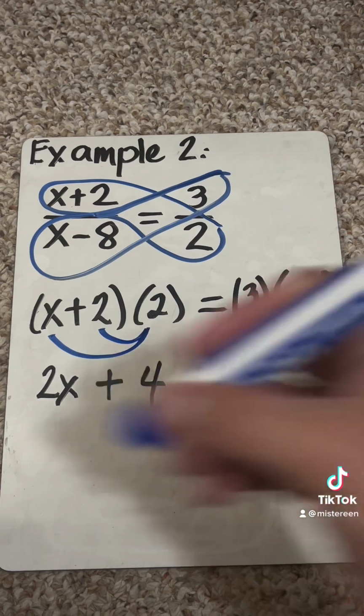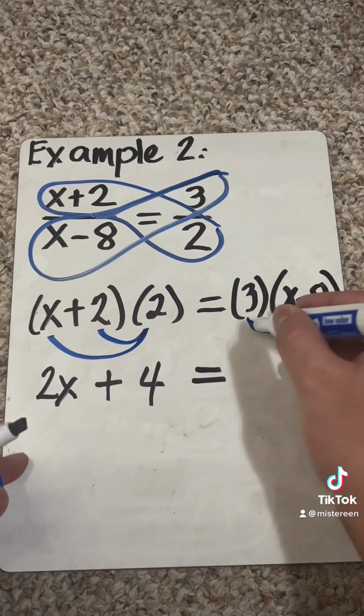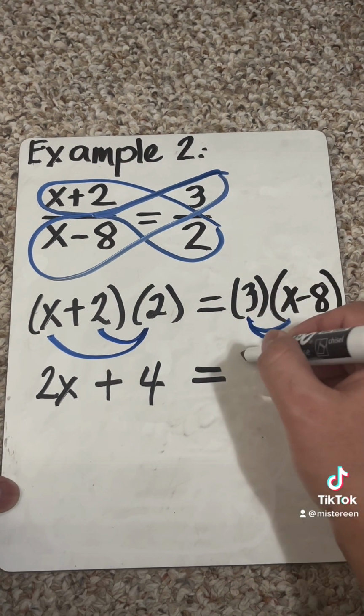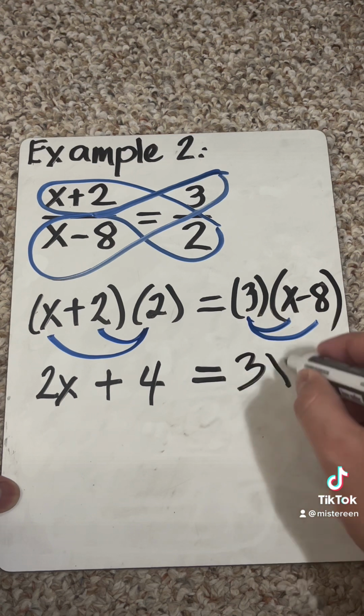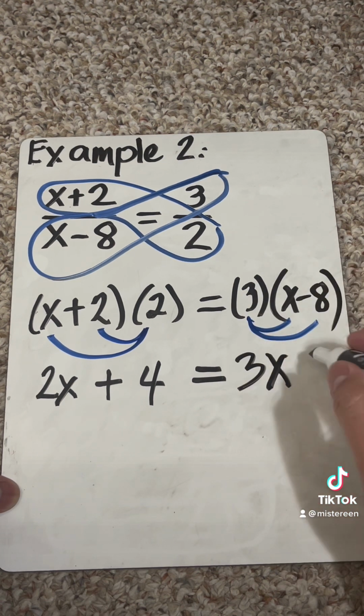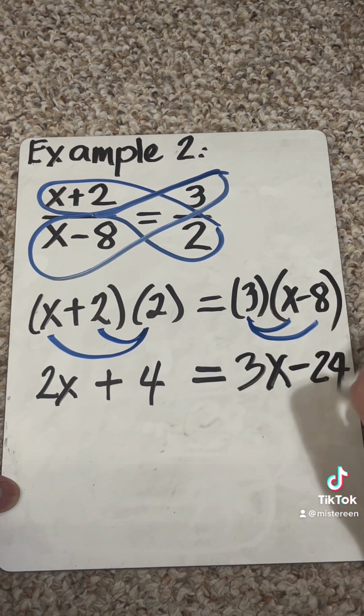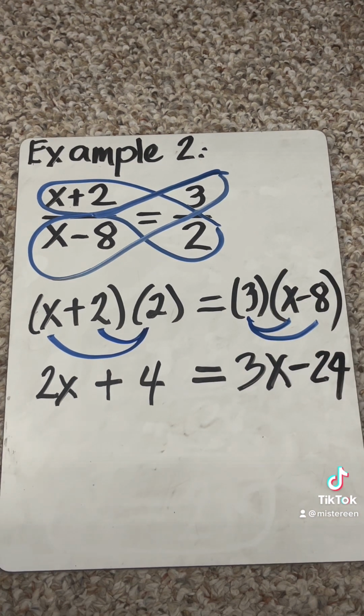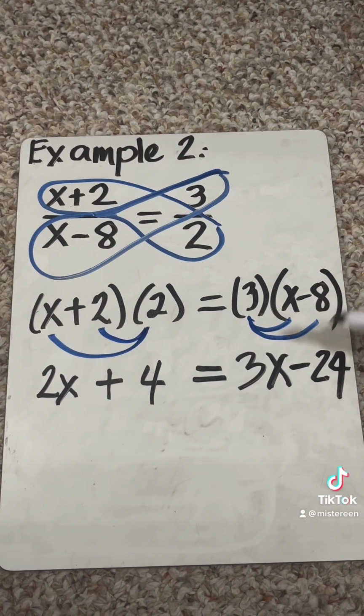The next is on the other side, we also need to distribute this part. So the first pair will be 3x. 3 times x is 3x. And then 3 times negative 8 is negative 24. When you put this in your calculator, you should have 3 times a negative 8. That's step 1, remove the parentheses.